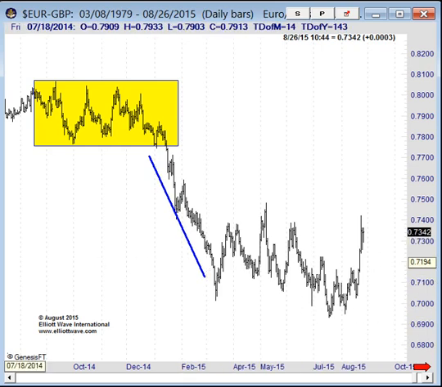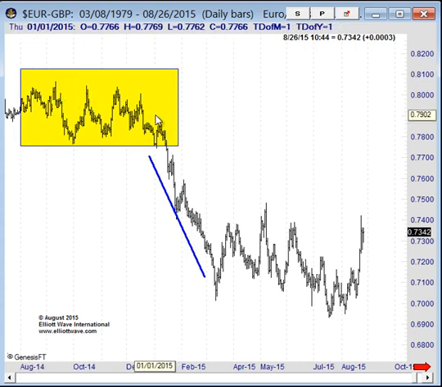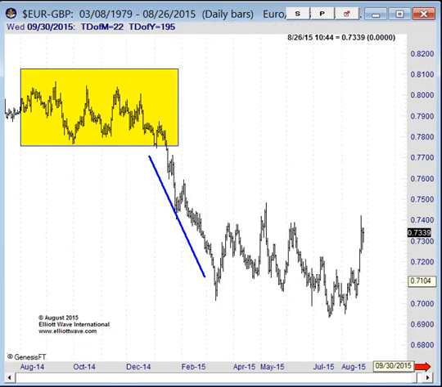So essentially what we have on this price chart of the euro pound is a period of congestion right here. So this is most likely one of the three types of corrective wave patterns. Then we have a sharp decline. This is exactly how a motive wave should unfold. Very sharp, where prices travel very, very far in a very short period of time.